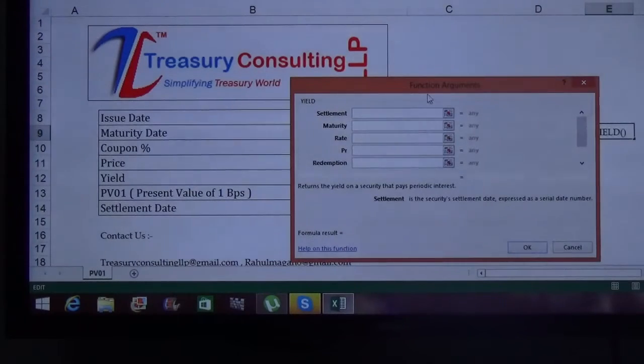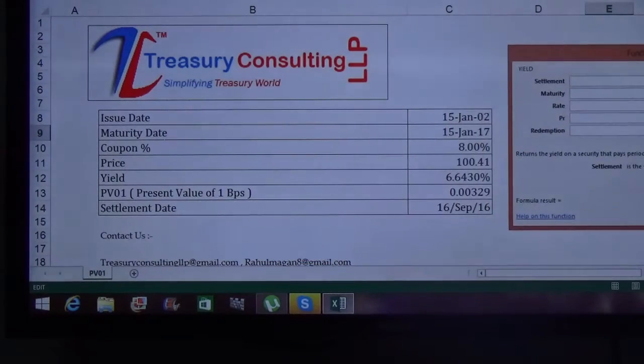Now what I did, I took the settlement. When the settlement happened, this date. Then I took the maturity. When the maturity would happen, this date. 8% is the coupon. How much is the price? 100.41. How much is the redemption? 100, hard coded. How much is the frequency? Frequency, we assume you wanted to change. Let me change it to 4, which is quarterly.